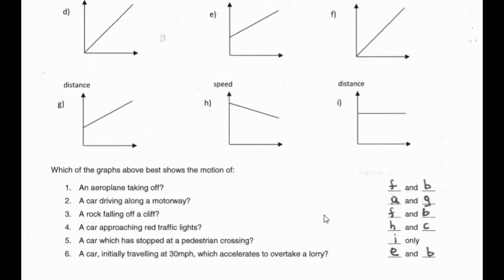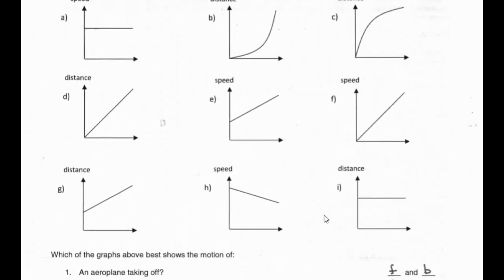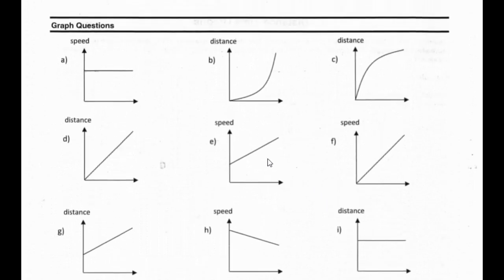And finally, on these graphs, a car initially travelling at 30 miles per hour, which accelerates to overtake a lorry. E and B. Let's have a look at E. So E is at some non-zero speed, and then it accelerates at a uniform rate to overtake something. And B, yeah, it's accelerating.